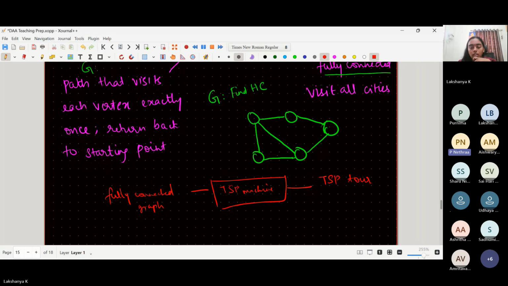Should we find the clique of the graph? That will give you a subset of vertices. But you want to visit all the cities here, right? Not a subset of the cities. You get what I'm saying?